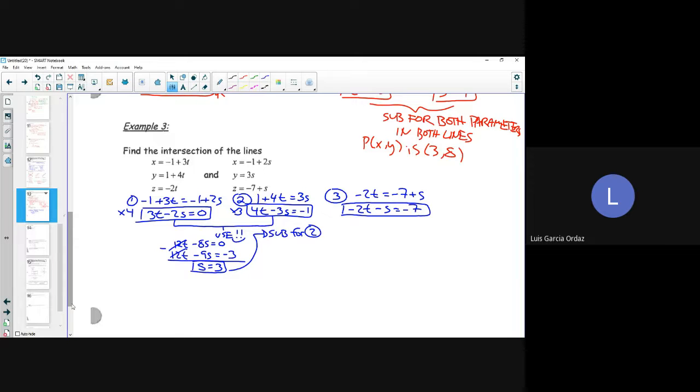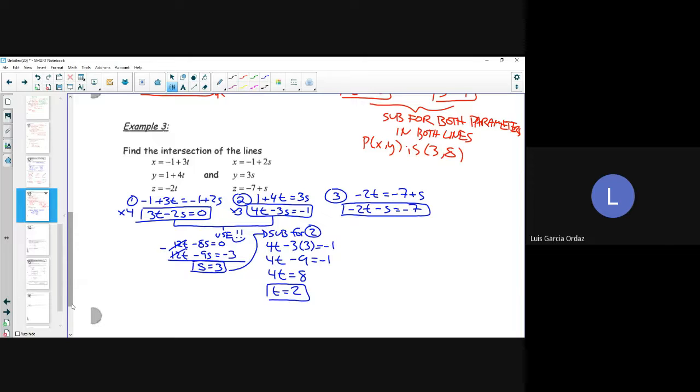So I'm going to get 4 times T minus 3 times 3 is equal to negative 1, which means 4T minus 9 is equal to negative 1, 4T is equal to 8, T is equal to positive 2. Because this works for the first two equations, I don't have to check that my solution works, because I can assume it works, since S is equal to 3 and T is equal to 2. But now I need to check if it satisfies my third equation.